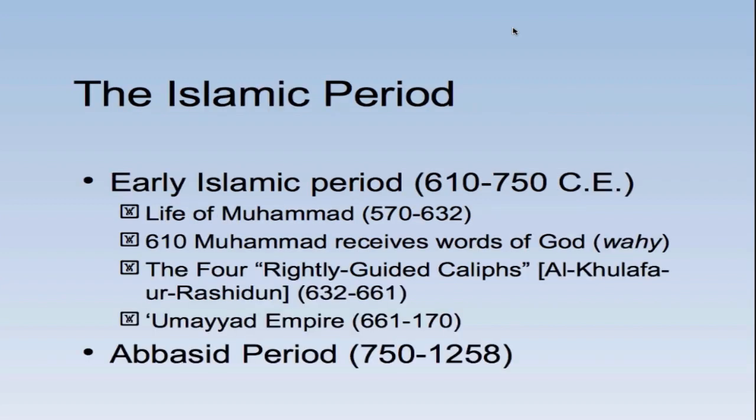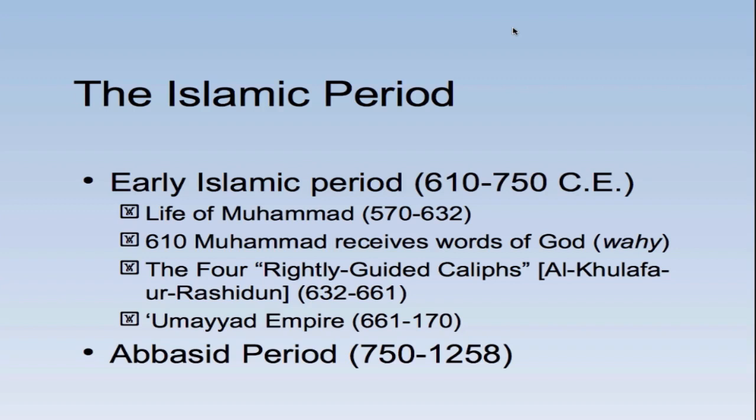If we jump into the Islamic period, I just want to point out some dates here. Muhammad lived from 570 to 632. He received the words of God, Wahi, or Vahi in Turkish, in 610. Following him were the 4 rightly guided caliphs, the successors of Muhammad, and this period lasted from 632 to 661.